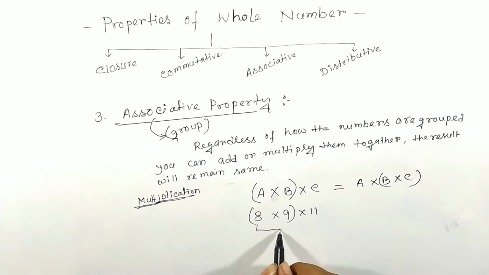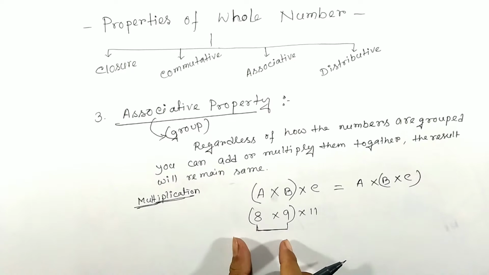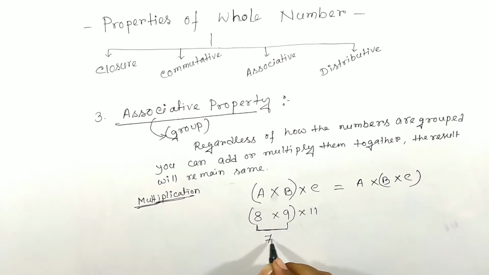So first you need to calculate this multiplication. So 8 nines are 72, into 11, equal to 792. We will get 792 as the product if you multiply 72 by 11.